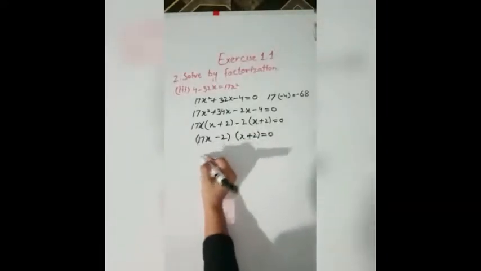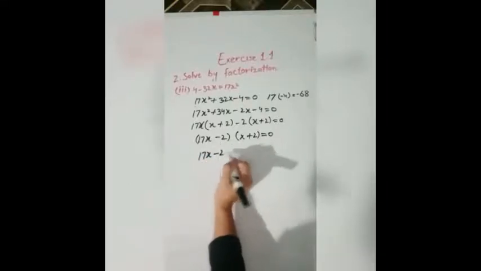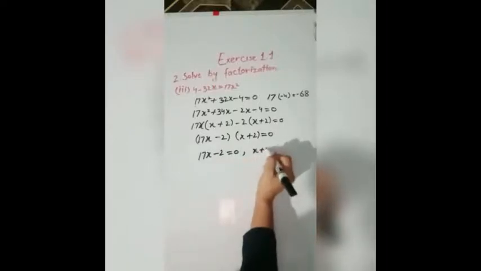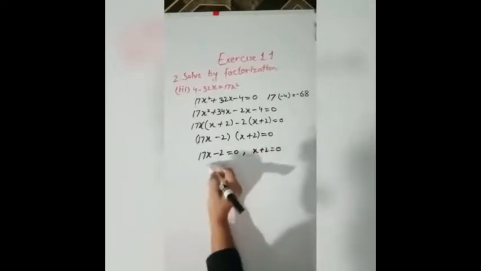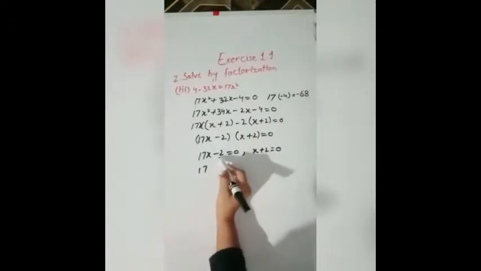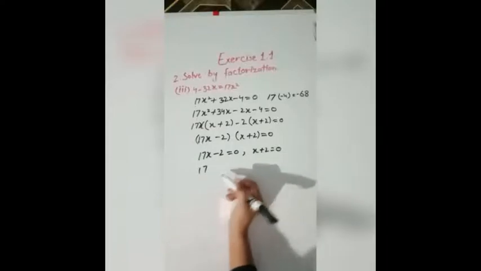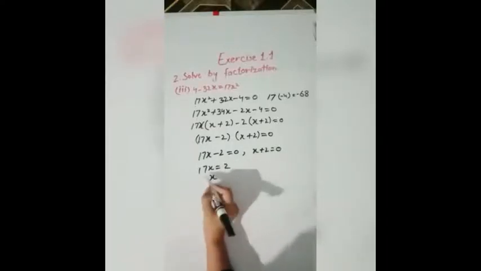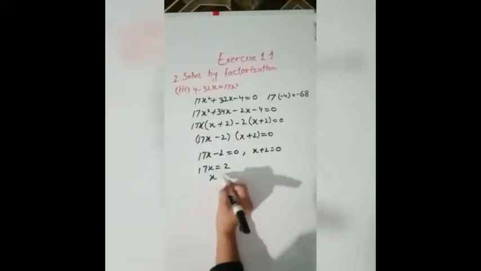Now we have to equate. Here this is minus 2. If we shift it to the other side, then it will be converted to plus 2. Here this is in multiplication form.